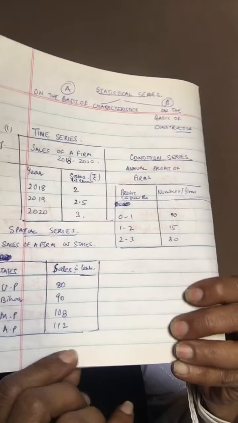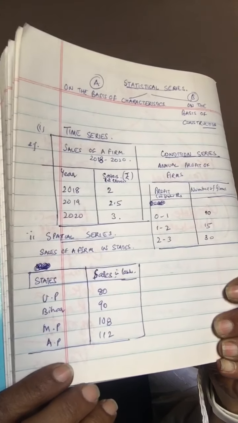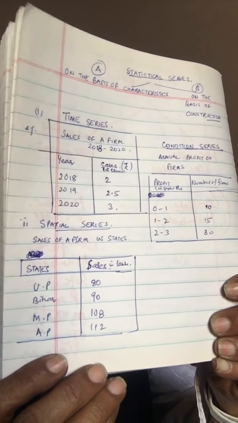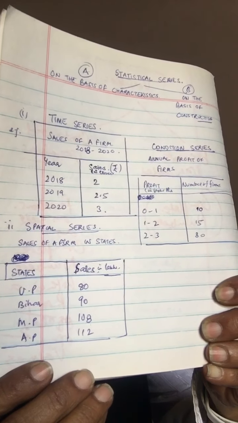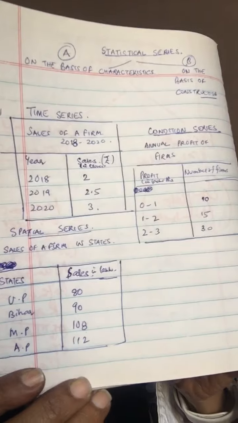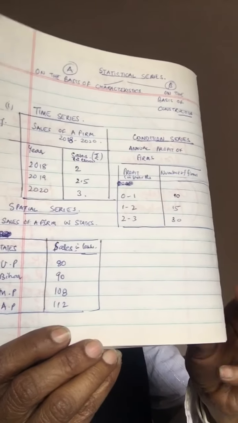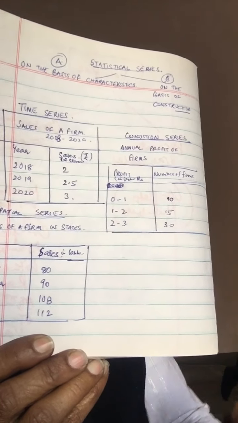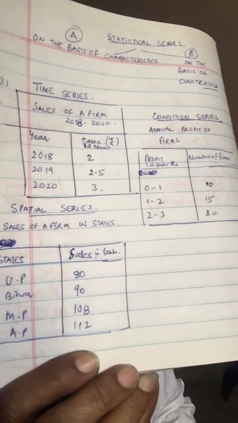For example, now look at this spatial series. Here we are not talking about the years in which the sales have taken place. We are talking about which states are involved: UP, Bihar, MP, AP. What kind of sales have taken place? Sales in lakhs have been given. That is how you can see. Alright, so this is known as spatial series.